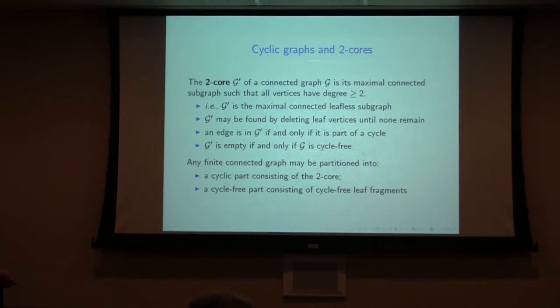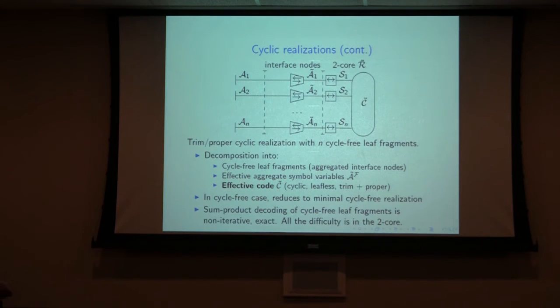So take any graph, and it has a cyclic part consisting of its two-core, and then it has cycle-free leaf fragments that are attached to the two-core, like this. So that means any graph of a code can be decomposed in this way, in which we already know how to deal with all these cycle-free leaf fragments. We can get minimal realizations of all of them. We can decode them in a non-iterative way. We can do iterative exact decoding to produce something which then goes into the two-core. So all of the complexity is now isolated to the two-core.